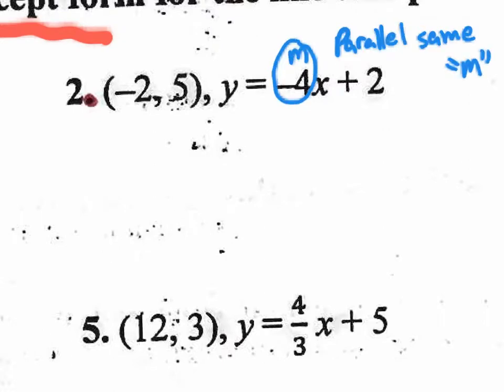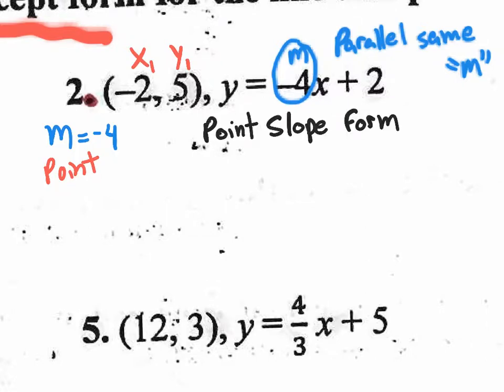So if they tell you, which they do tell you on the instructions, your line has to be parallel to this line, then indirectly they're giving you the m value. What's the m value? It's negative 4. Are you with me? And they also give you a point. And the point is negative 2 for x and 5 for y. So if they give you a point and if they indirectly give you a slope, what form are you going to use? Point slope.